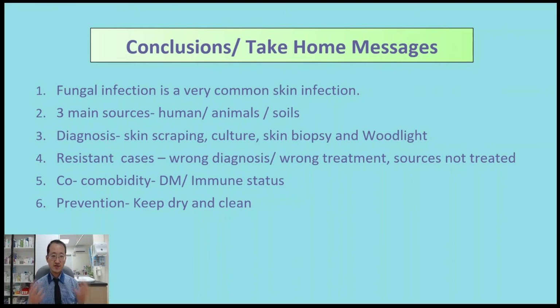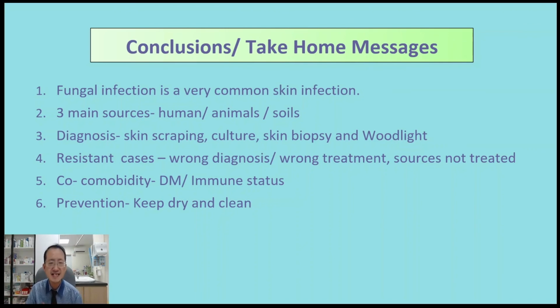All right, so we come to the conclusion today. Fungal infection is a very common skin infection. There are three main sources. Always focus on the sources because it can be due to human to human, animals, or soil. So always look out for the source because we need to treat the primary source. If not, the patient will have a recurrence of the fungus infection. As for the diagnosis, we can do a skin scraping, culture, skin biopsy, or even a Wood's lamp if you think it's a hair-bearing area.